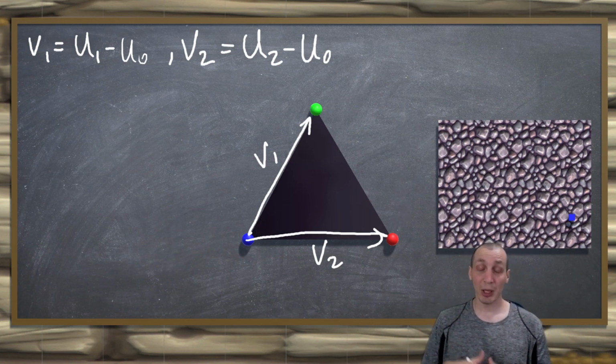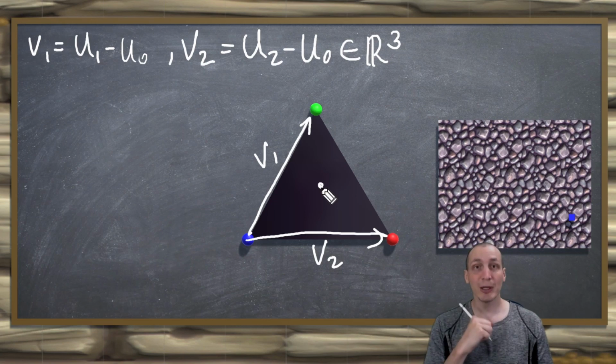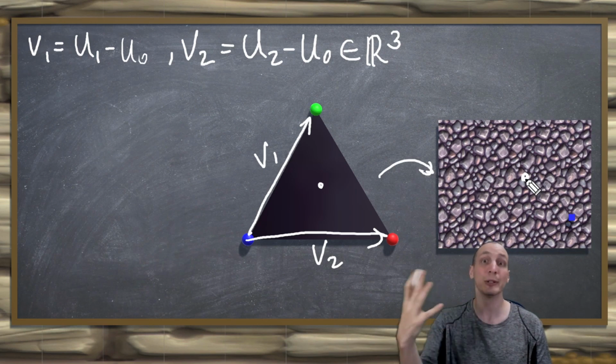Excellent. So now we are already in a much better place. We have only 2 vectors instead of 3 vectors, but you should keep in mind that these 2 vectors still live in a 3-dimensional world. Okay, so now our problem is to say, you give me a point on a triangle, and I need some map which takes this point to some point on the texture. And the question is, how do we do it?